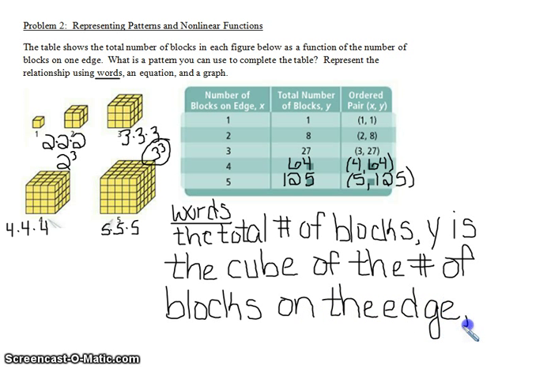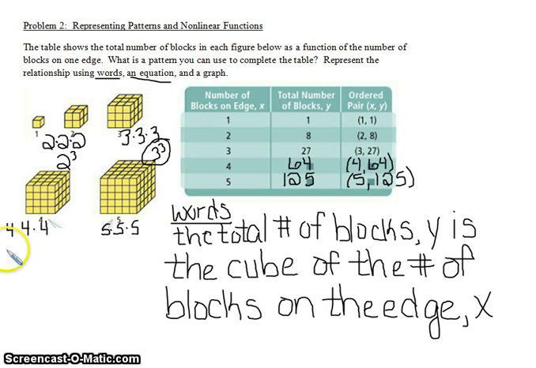Now the blocks on the edge is represented by an x, so you want to go ahead and fill that in just so that you can refer back to that in a few minutes. We've got the total number of blocks, y. The way we get that is by cubing the number of blocks on the edge. So now we need to write this as an equation, and then we're going to have to graph it.